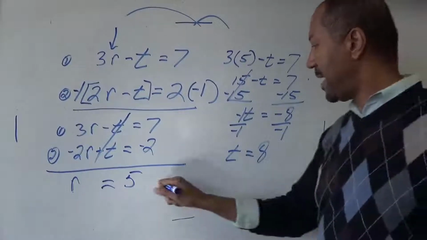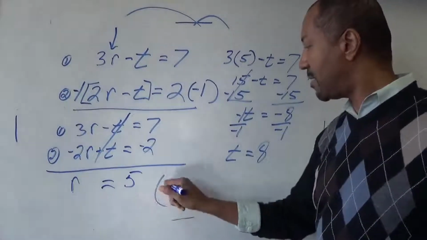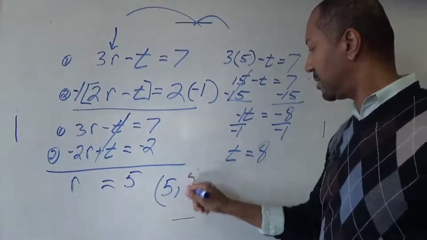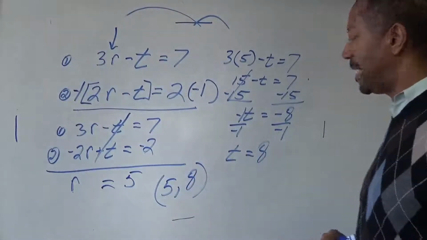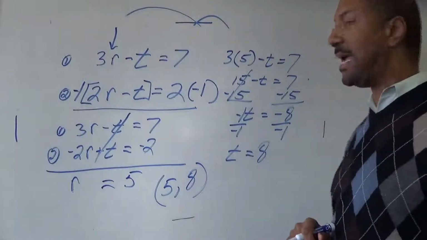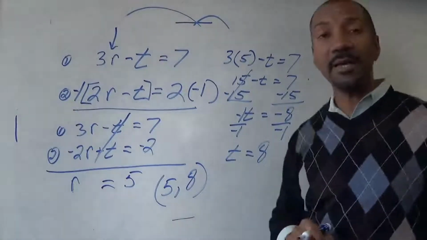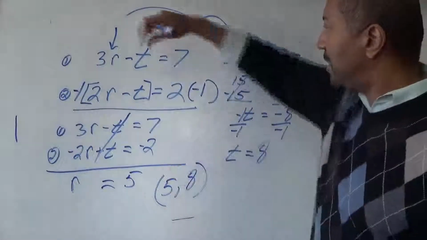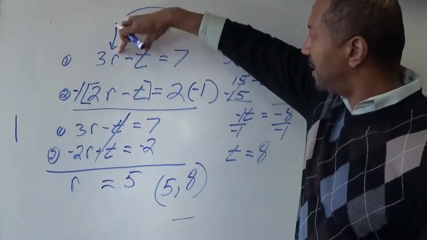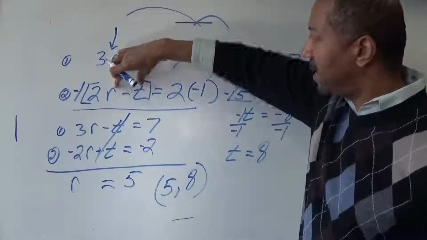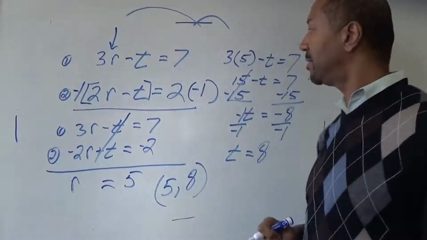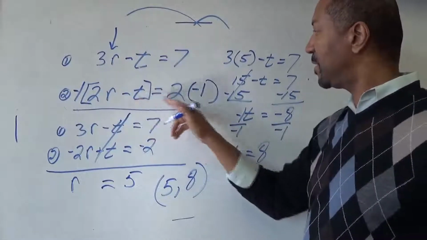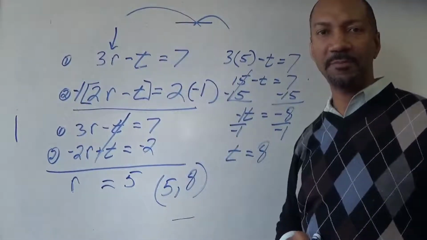All right, so my answer, R is equal to 5, and t is equal to 8. And if you're wondering, how do I check this? Put these two values into your two variables, here and here, and when you do that, this should all equal 7, and this should equal 2.